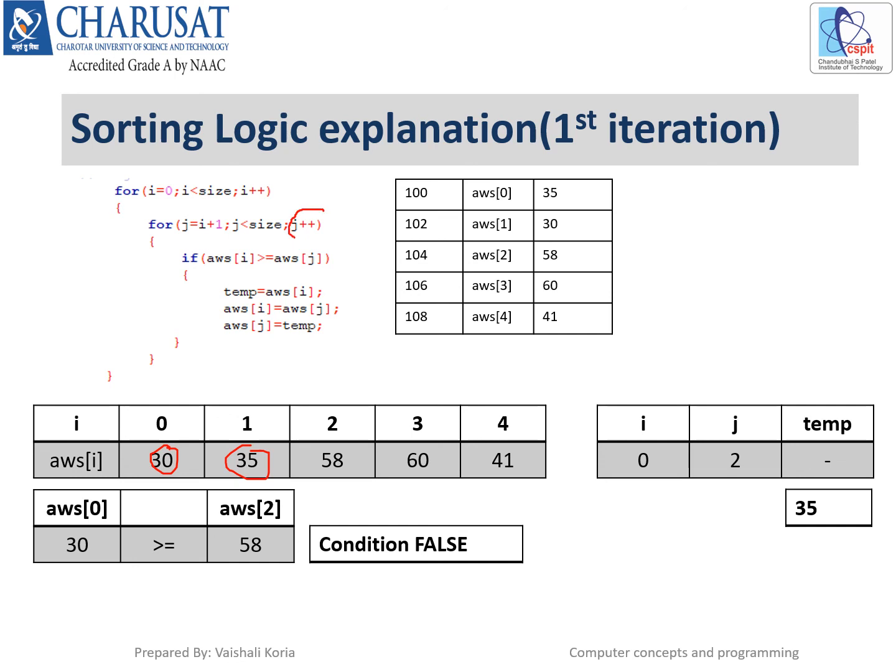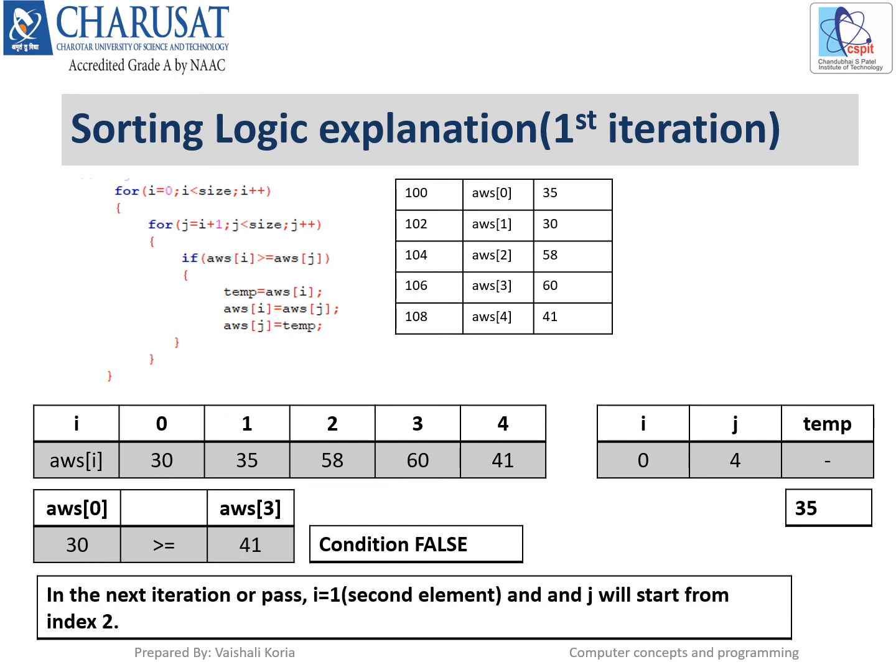Now the value of j would get incremented, so now it is 2. The value of i is still 0 and j would be 2, so these two values would get compared, right? And the condition is false, so this swapping would not get executed. Now j becomes 3, so 30 and 60 would get compared, right? And the condition is false again, so no swapping. So that was for one pass.